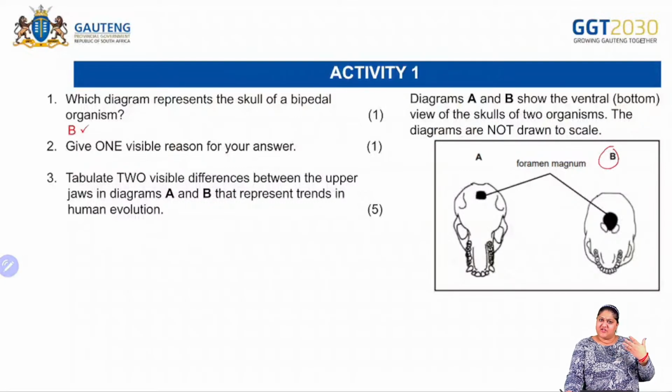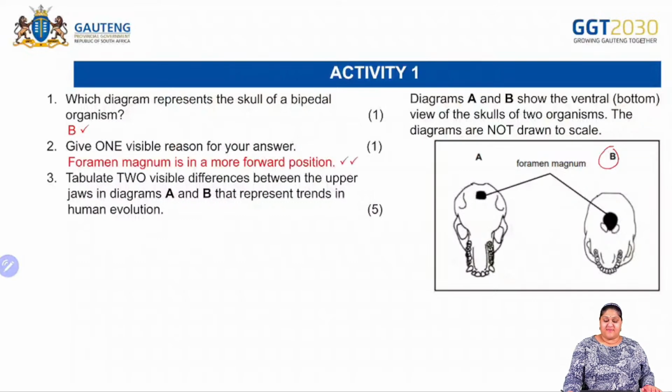So you see, while you were figuring this out and talking it through, we actually got the answer. The answer is that it's because the foramen magnum is in a more forward position.